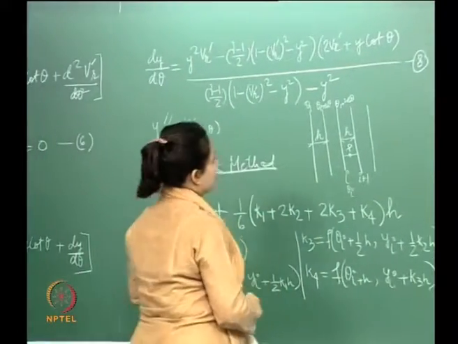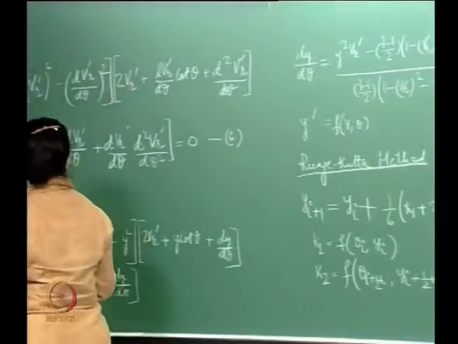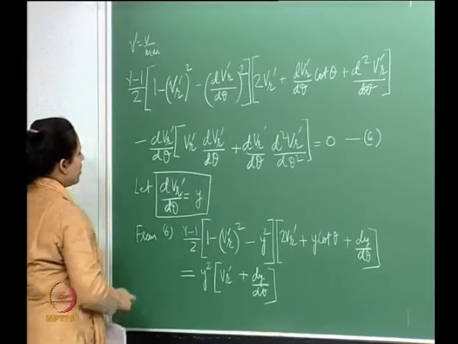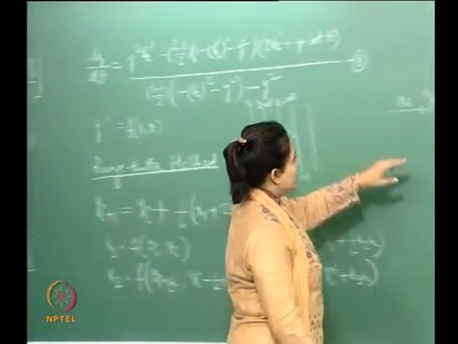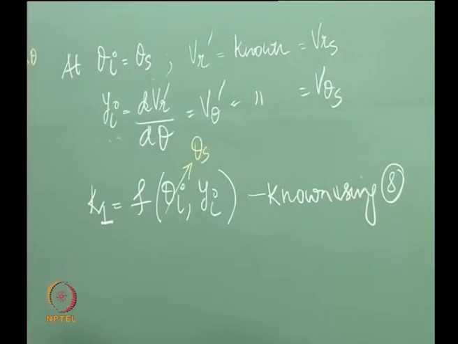Dvr dash d theta is, let's go back here. Yeah, so this is my y, you remember. So this is the y, which is dvr dash d theta, okay. So dvr dash d theta, which is the y, is v theta dash. This is also known to us.